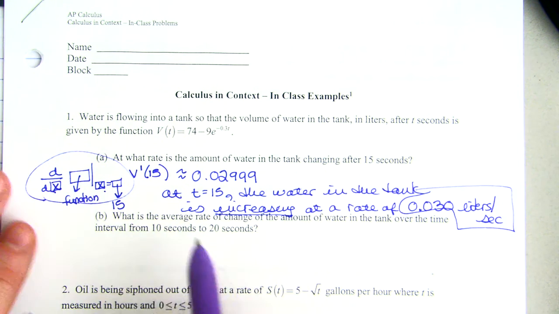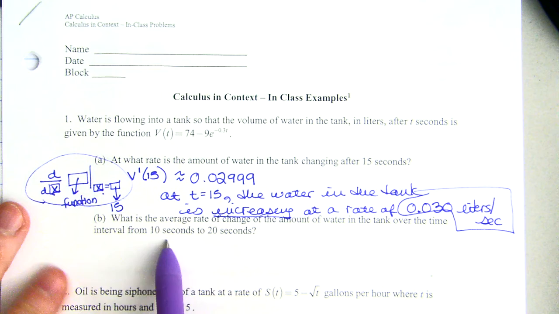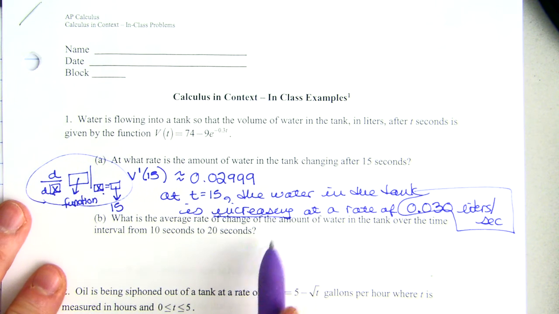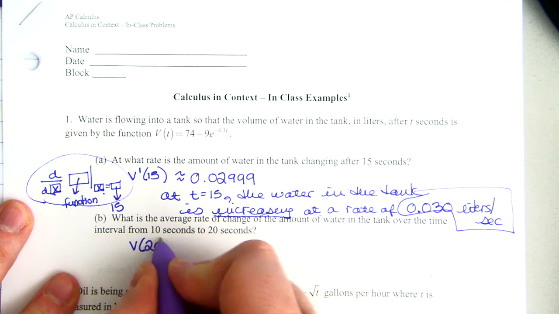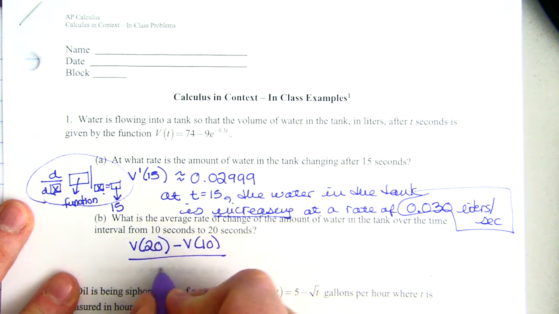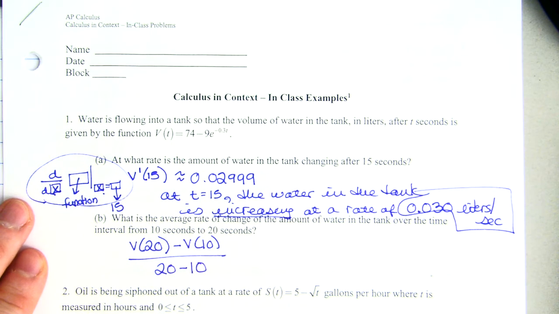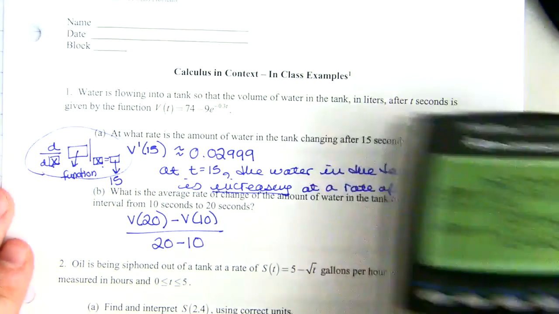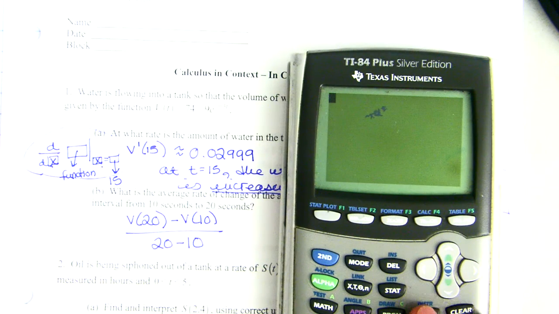In part B, I want to find the average rate of change of the amount of water over that interval from 10 seconds to 20 seconds. Well, average rate of change means I need to use that formula, f of b minus f of a over b minus a. Here I'm going to do V of 20 minus V of 10 over 20 minus 10. I've shown you before how to evaluate functions on the calculator, especially now that we've stored that in y1. I can just go to the calculator.